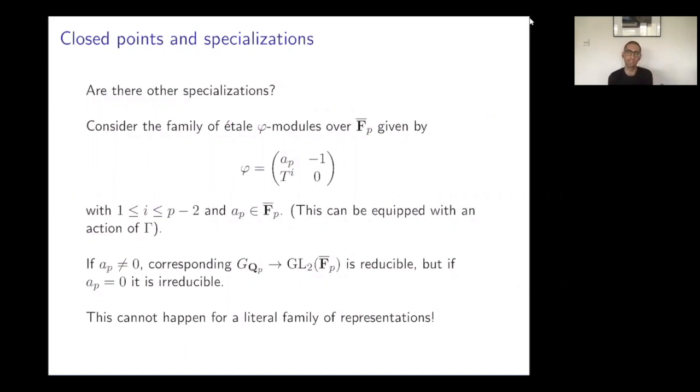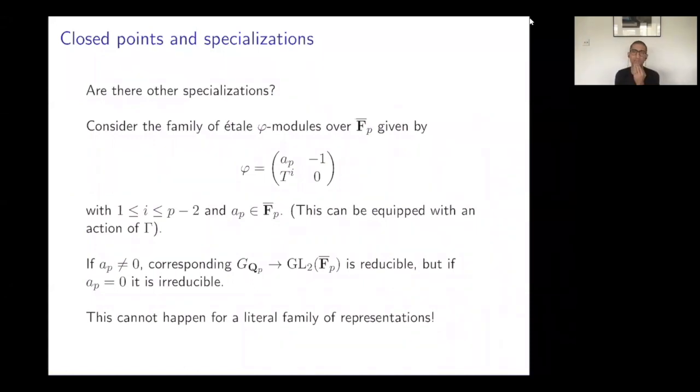And while you can make this very explicit, already even for GL2 over bigger extensions than QP, it becomes very hard to see exactly what all the possible specializations are. And in higher rank, I think things are extremely complicated. Basically, this is just the tip of the iceberg in terms of what can happen. So another thing that can happen, for example, is that you can have families of reducible representations given by powers of a cyclotomic character, and you can have those specializing to extensions with different powers of the cyclotomic character. So even though those are discrete invariants, they can jump as you're specializing in families.